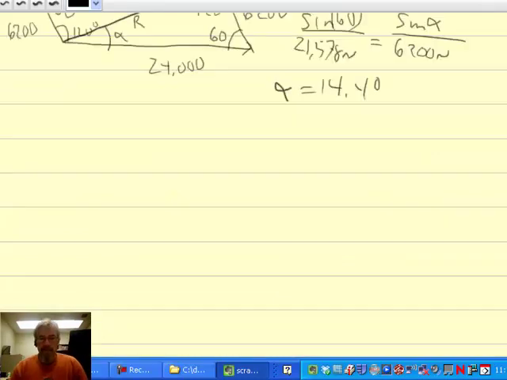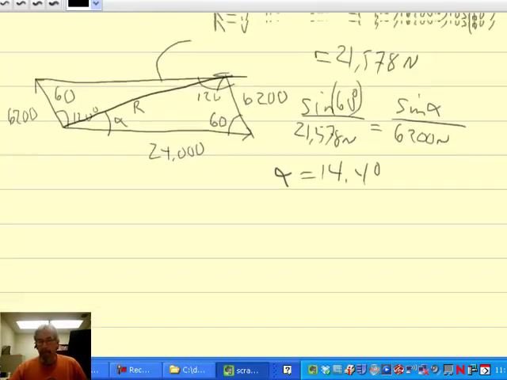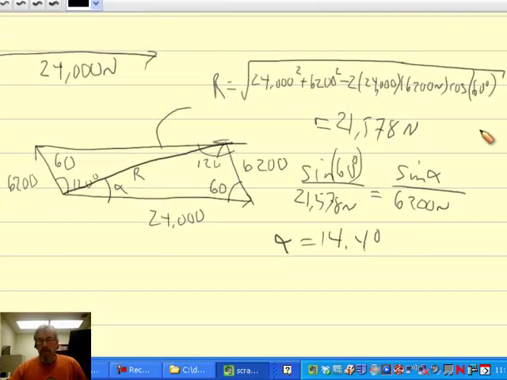Okay, now that I know that, I can deal with the other two vectors. Now that I know this resultant, I'm going to have to deal with that resultant and the third vector. So I'm going to start out with a little sketch here.